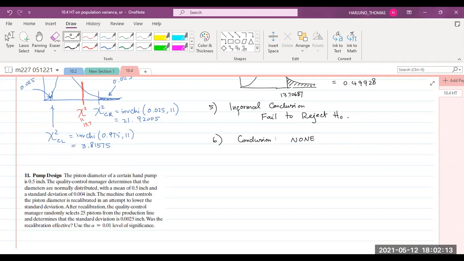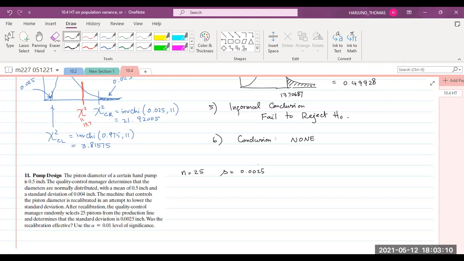Now, the machine that controls the piston diameter is recalibrated in an attempt to lower the standard deviation. So let's say the old machine gives you standard deviation 0.004 and they recalibrate that, and they found out that when they randomly select 25 pistons from the production line, the sample standard deviation is now 0.0025. Now, this is clearly less than the standard deviation of the diameter prior to the recalibration.